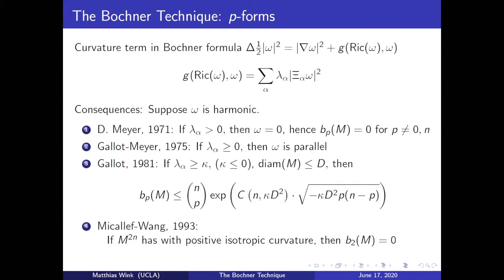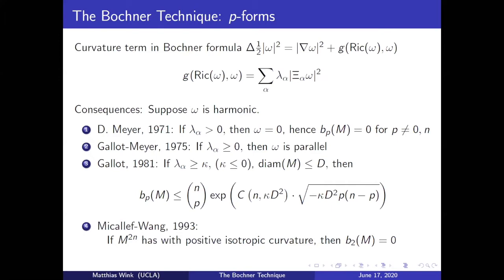And I would like to somewhat put these classical results into a more modern perspective, which brings us to Ricci flow and positive isotropic curvature. And in this regard, there's one more result that comes from the Bochner technique, which I would like to mention. It's this result here of Micallef and Wang. If we've got an even dimensional manifold with positive isotropic curvature, then they could show that the second Betti number vanishes. Okay, so they don't have a result for all the Betti numbers, but they can at least show that the second Betti number vanishes.